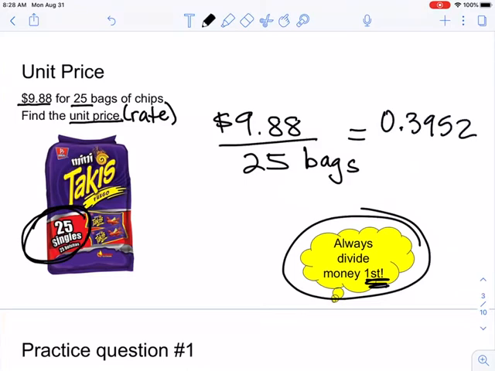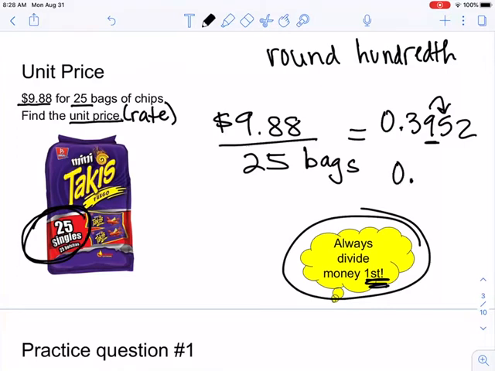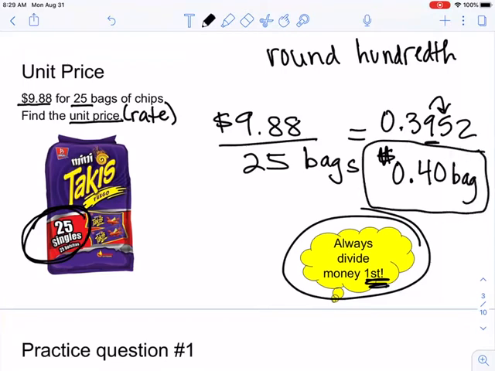And so when we're finding unit price, a lot of times it's going to tell us to round to the nearest hundredth. And that's why we spent time working on rounding. So remember that hundredth is this second place right here. So to round to the nearest hundredth, we're looking next door. And next door is 5 or more. So that's going to increase our score. So this is going to become 0.40. And this is money. And we want to always include our unit of measure. So that means that it's 40 cents per bag. So if we were to buy this big old thing of Takis in bulk, it would equate to 40 cents per bag. That is the unit price.